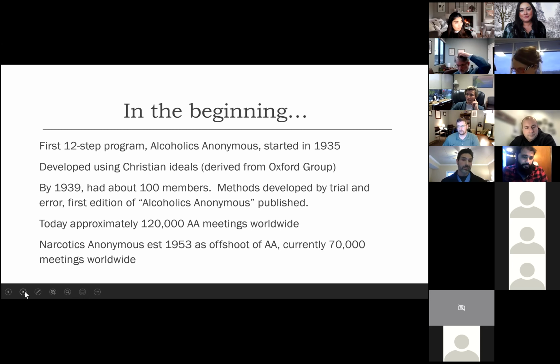So they made a decision that they were going to take the instructions for how to get into recovery and how to use their program, and they would write it down. And they wrote this book called Alcoholics Anonymous, which was published in 1939.